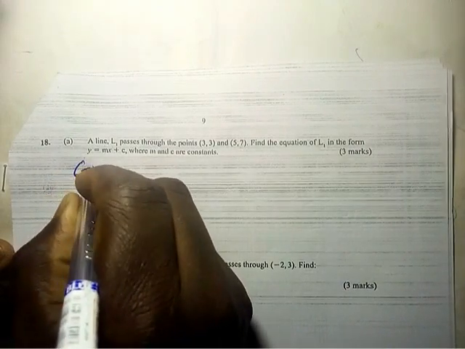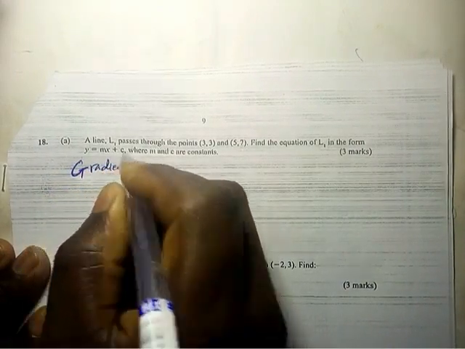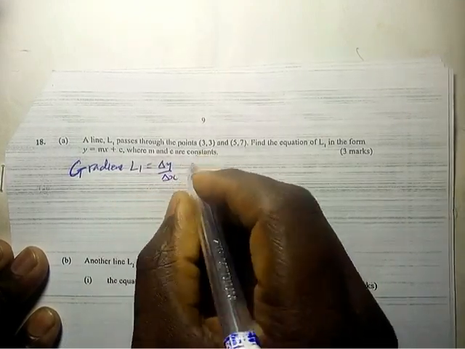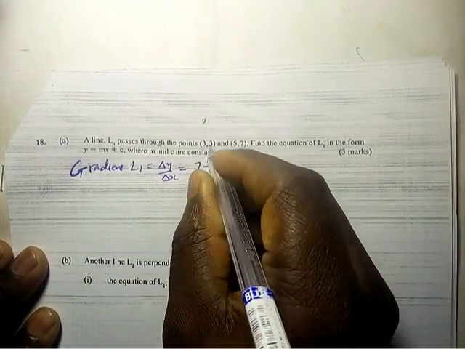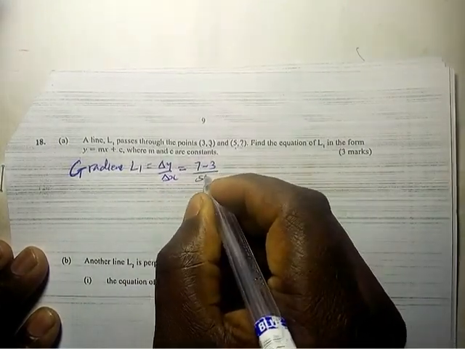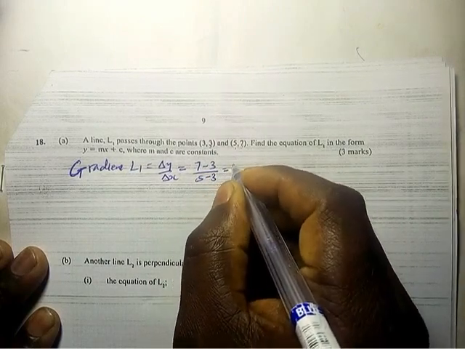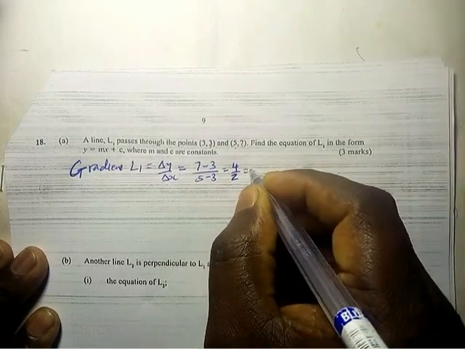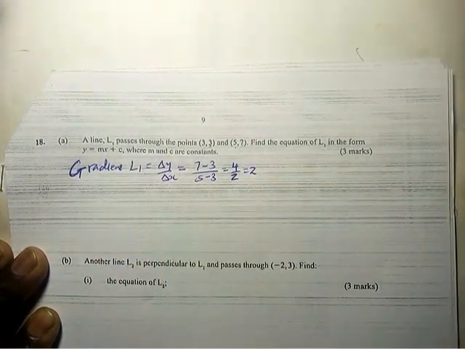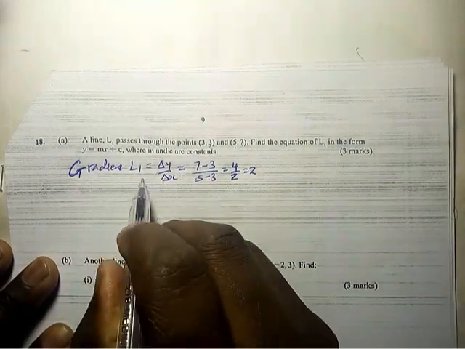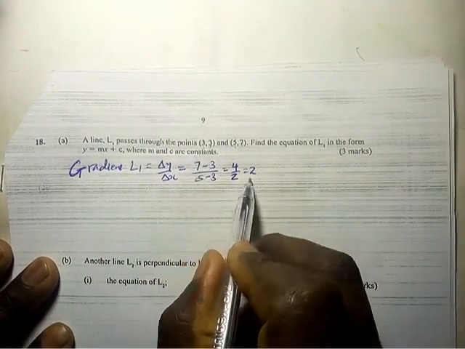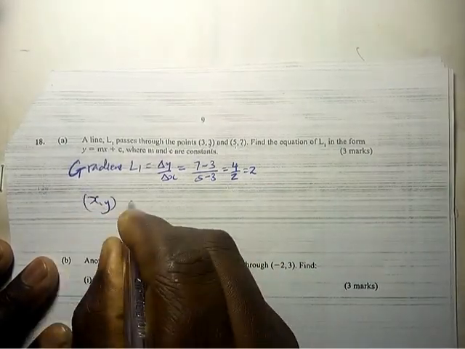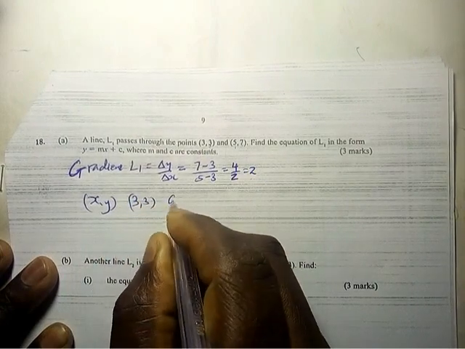So the gradient of L1 is equal to change in y over change in x, which is equal to (7 minus 3) divided by (5 minus 3). And the answer is 4 over 2, and that is 2. So the gradient of line 1 is 2. Now we take any point, either this or this, the gradient and the general point (x, y). So (3, 3), gradient is equal to 2.